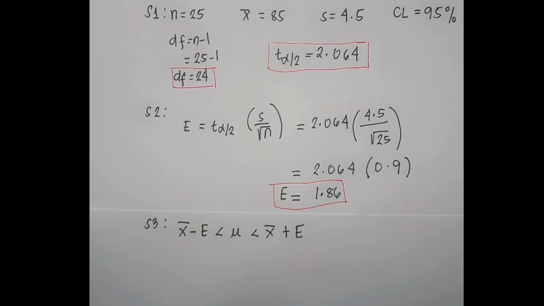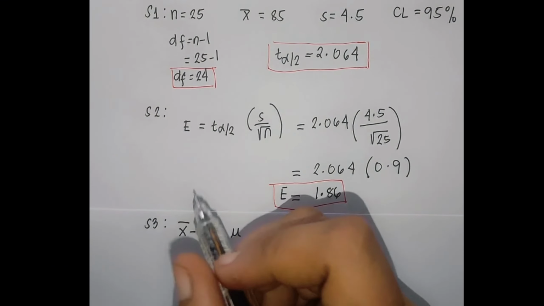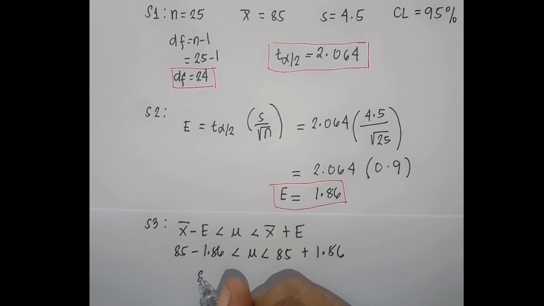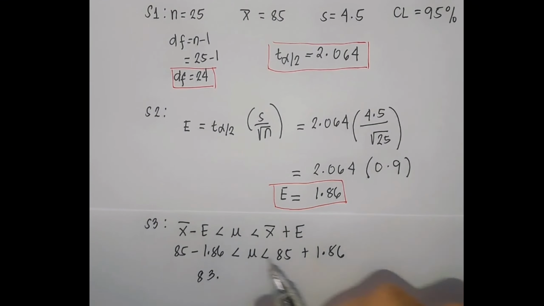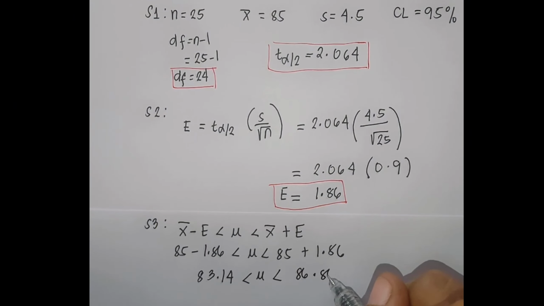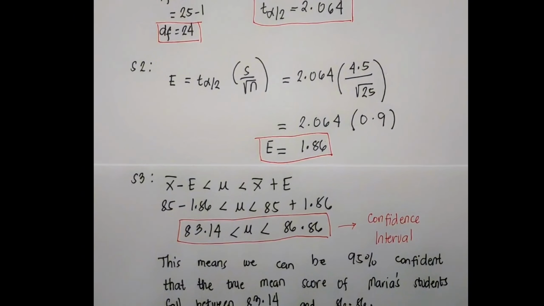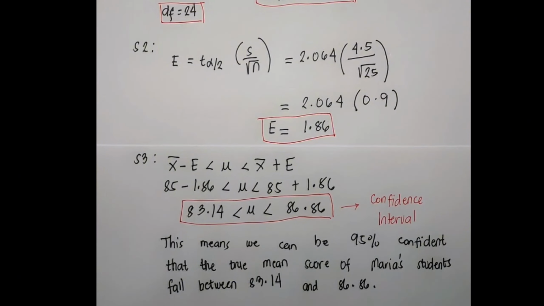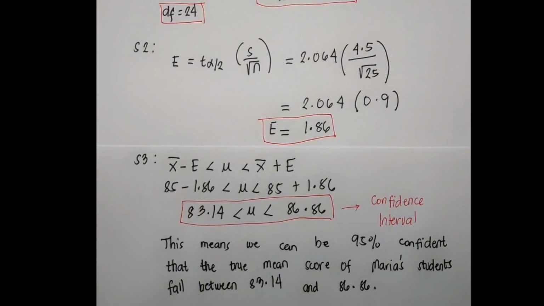Next step is to solve for the confidence interval using this formula. Substitute: 85 minus 1.86 is 83.14 and 85 plus 1.86 is 86.86. This means we can be 95% confident that the true mean score of Maria's students falls between 83.14 and 86.86.